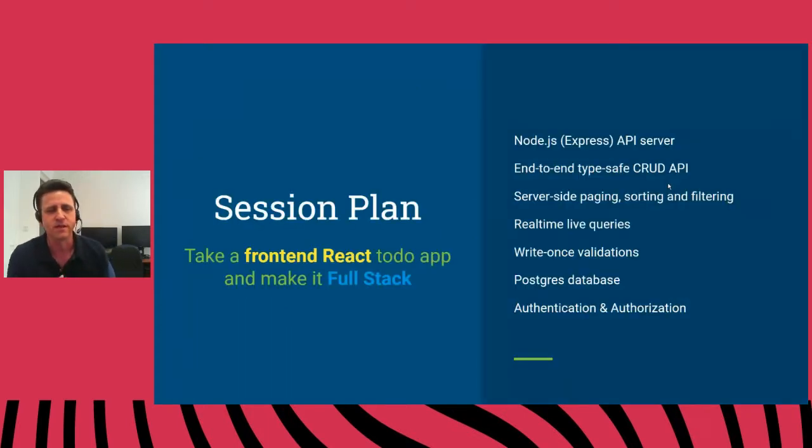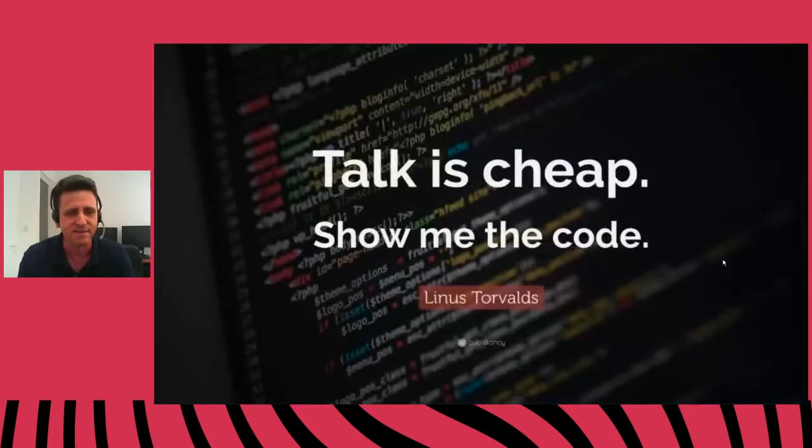Okay, so what's this live coding session going to be? We're going to take a React to-do app, a really simple one, front end only with no backend. And then we're going to turn it into a full stack app with all of these elements that I've just listed. A Node.js server, end-to-end type safe CRUD API, server-side paging, sorting, and filtering, real-time live queries, validations that you write once and affect both your front end and your back end, integrating a Postgres database, and authentication and authorization. I think I have about 30 minutes to try to do all that. Let's see if I can do it.